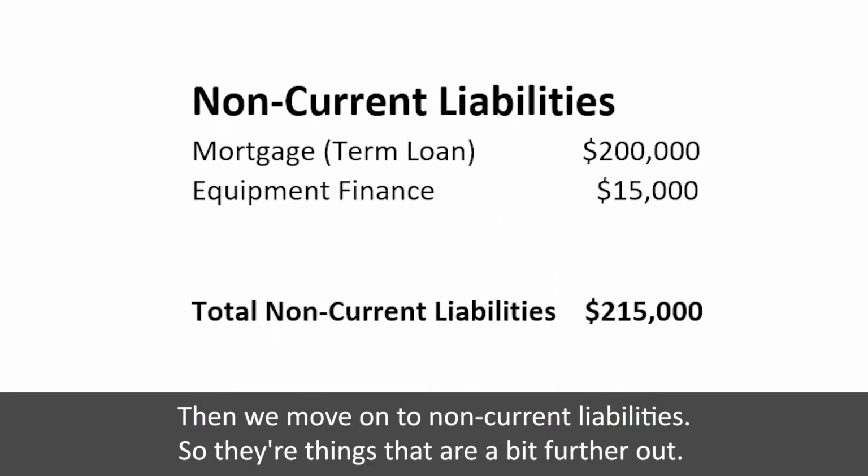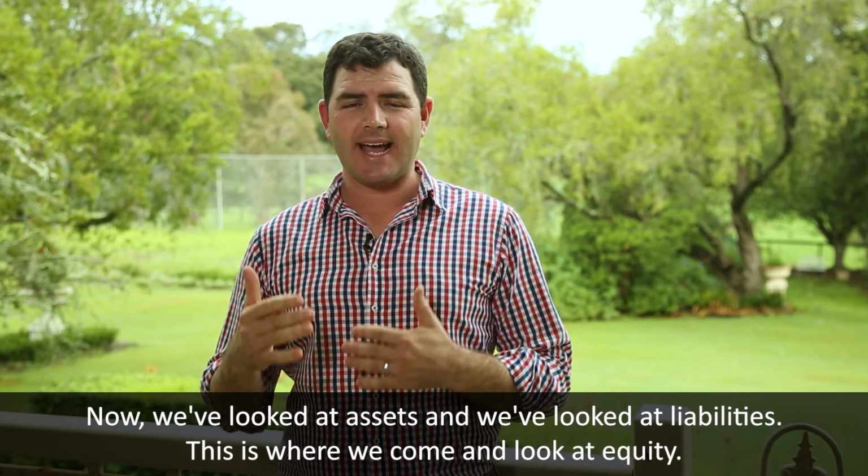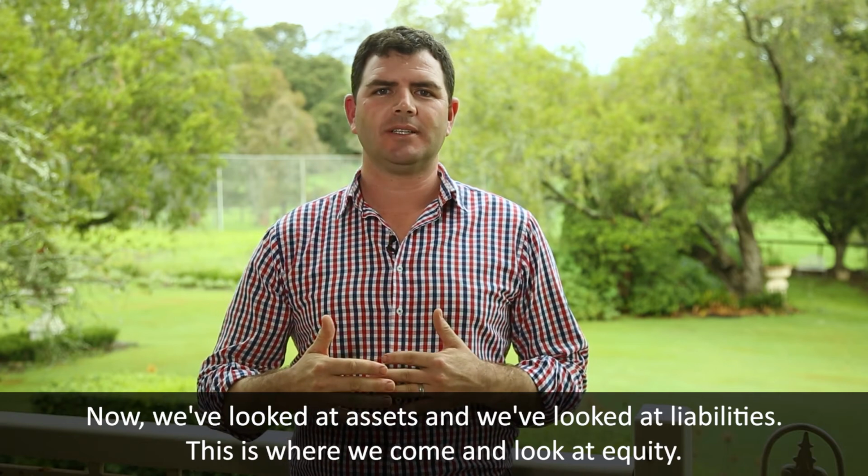Then we move on to non-current liabilities. So they're things that are a bit further out. So you may have a 20-year bank loan. It's non-current. Equipment finance over 7 years. It's non-current.